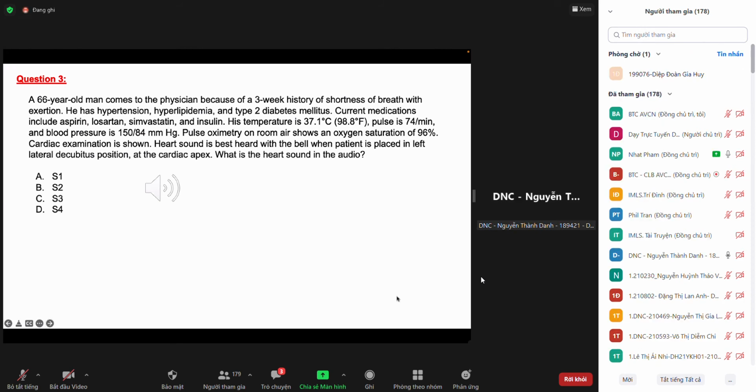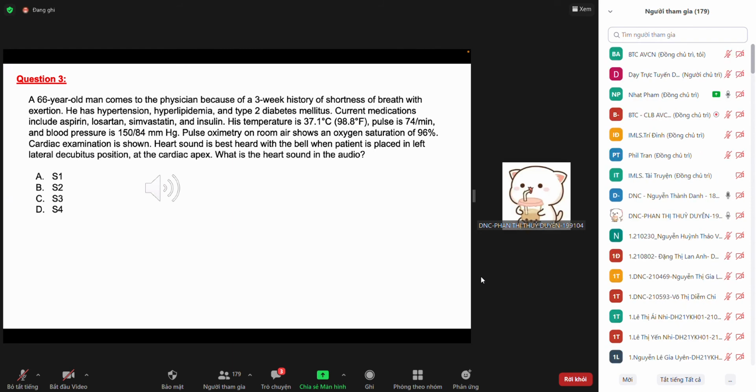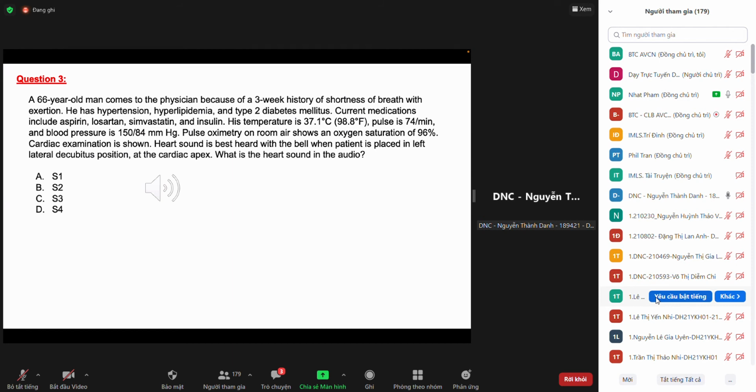A man comes to the physician because of a previous history of shortness of breath with exertion. He has hypertension, hyperlipidemia, and type 2 diabetes mellitus.